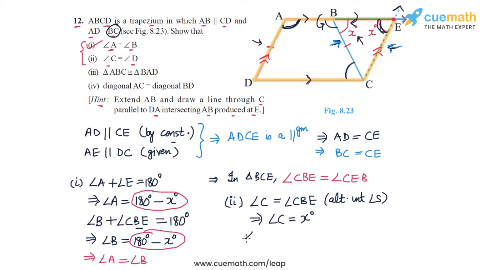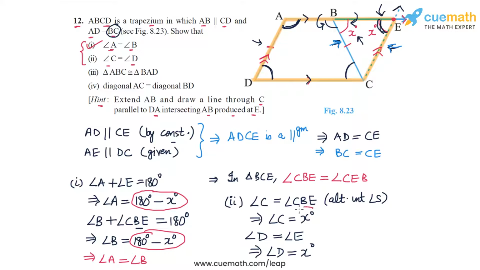And now what is angle D? Well, angle D is this angle here, and this will be equal to the angle at E because these are opposite angles of the parallelogram. So we can write angle D is equal to angle E, and because angle E is also equal to x degrees, we have angle D is equal to x degrees.